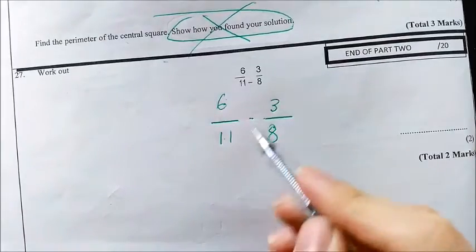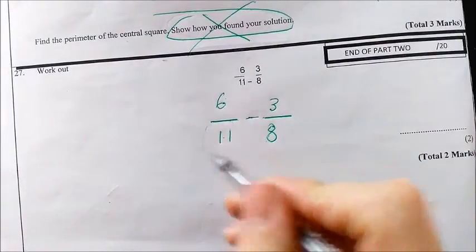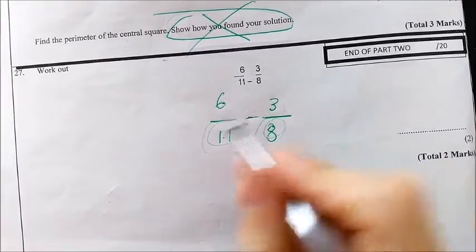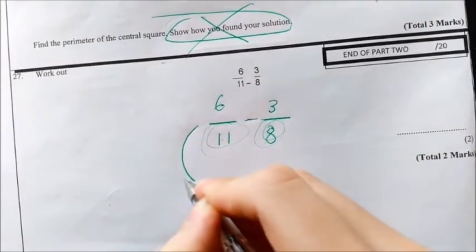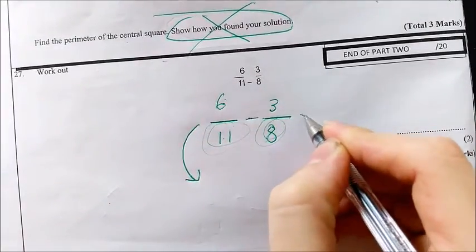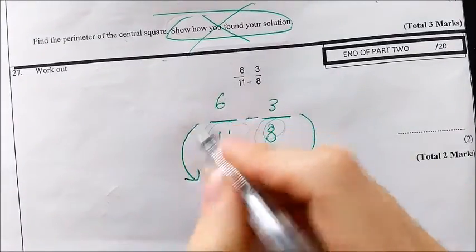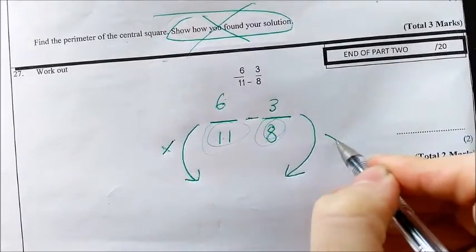So say I've got 6/11 take away 3/8. Well, what this means is that I need to make these two denominators the same. When I'm adding or subtracting fractions, the denominators need to be the same. Now I'm going to show you the method I use. You've probably been taught something different because there's 1,000,001 different ways of adding and subtracting fractions. I'll just show you my way.